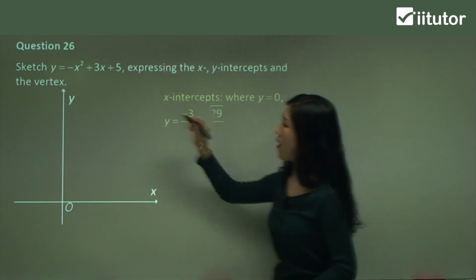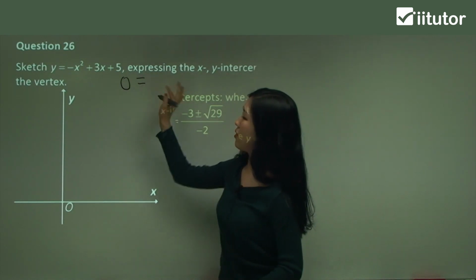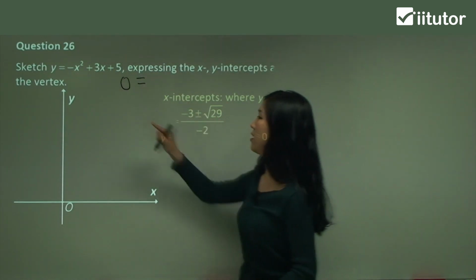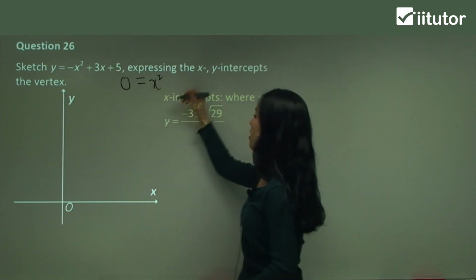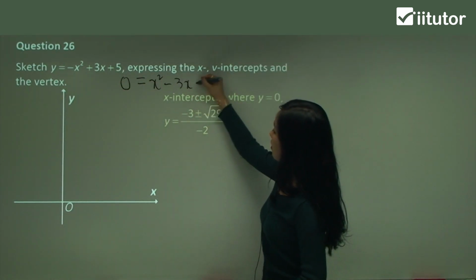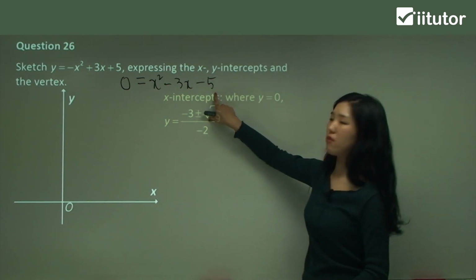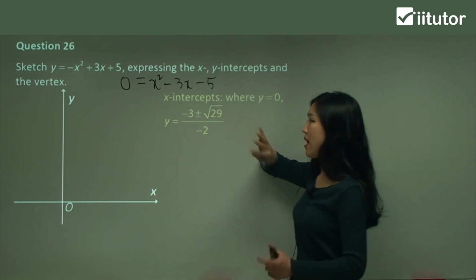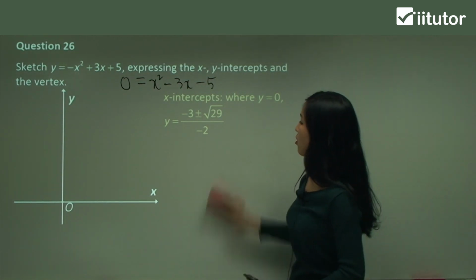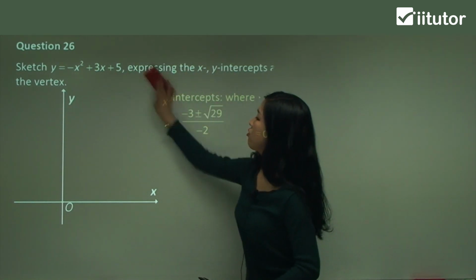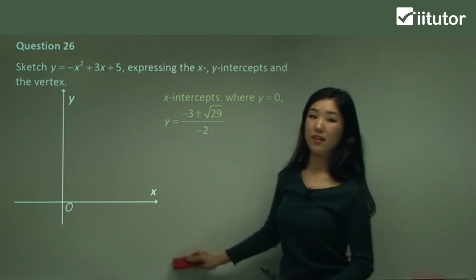Okay, so I let y equals 0, and I'm going to divide both sides by negative 1, because I don't like to have a negative in front of my x squared, so that becomes x squared minus 3x minus 5. Now the factors of 5 are 1 and 5 only, but that's not going to make negative 3 at all in any way. So I'm going to try to use the quadratic formula, okay?